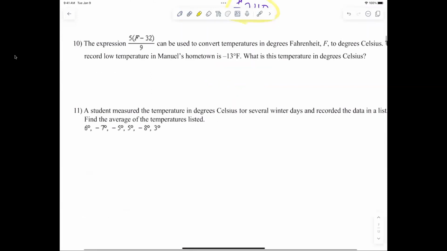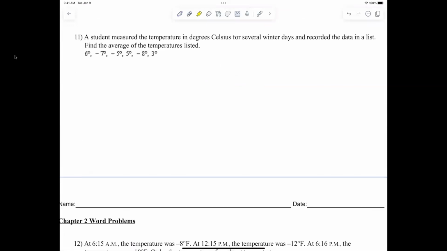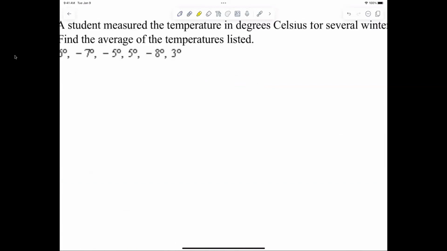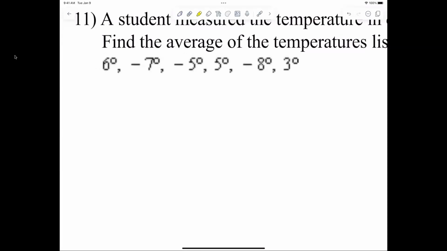Number 11. Read it. The third measure of temperature in degrees Celsius for several winter days and recorded the data. Find the average of the temperature. So what do I have to do with these temperatures? So I got -15 plus -20, and then I added 15 to get 30, and then I added 60.